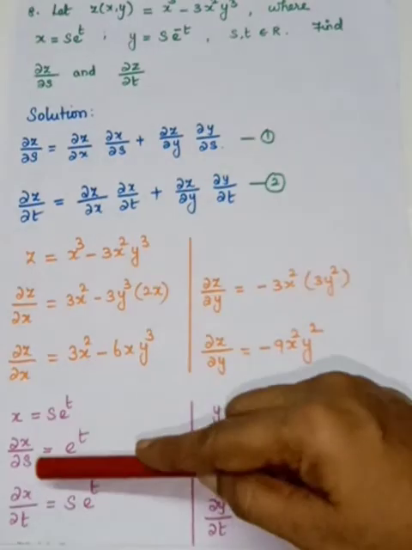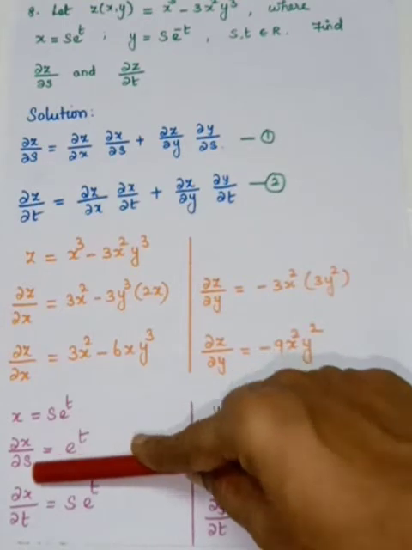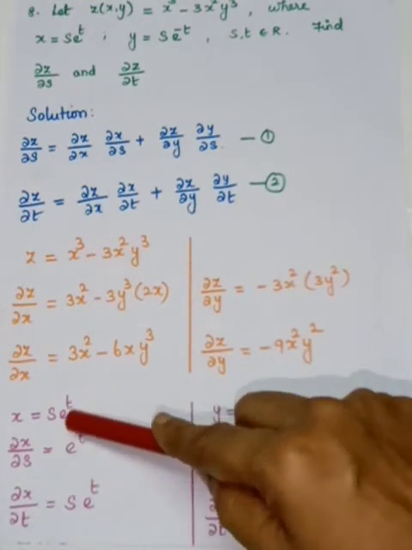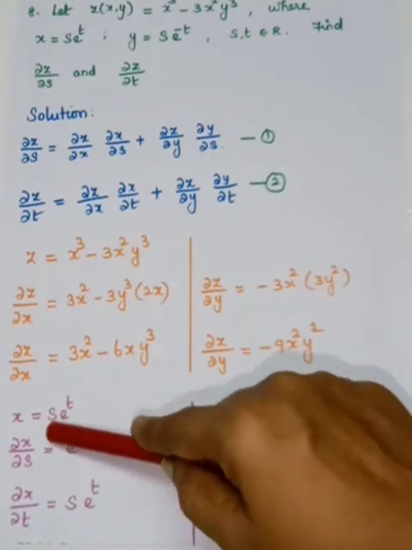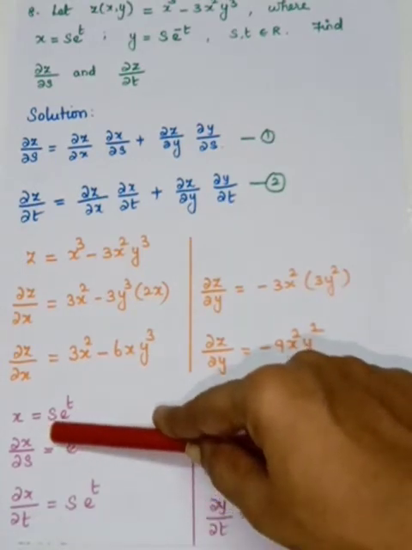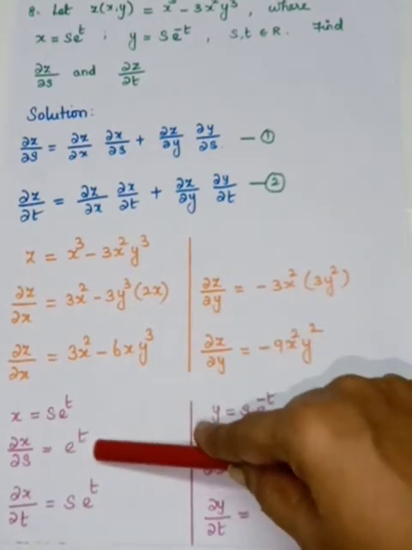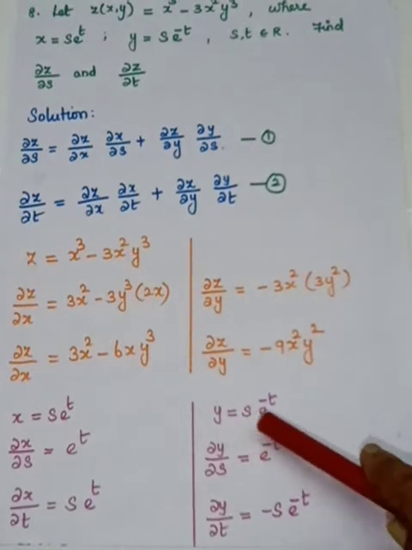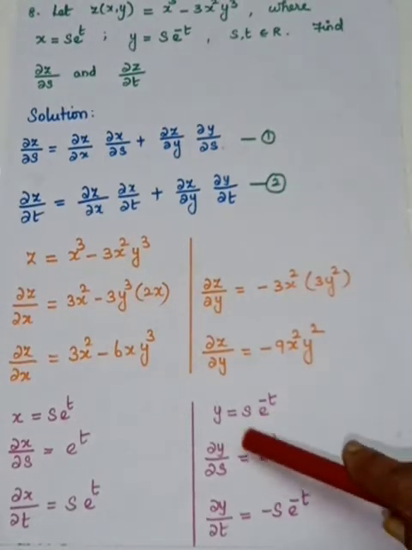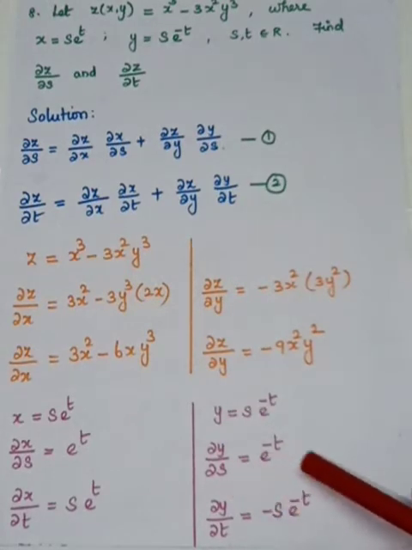Okay, go for the first one. With respect to s you have to differentiate partially. So which is the constant? T term is a constant. So e power t is a constant. So here what is remaining? S, and with respect to s the differentiation is 1. The same way take y. You have to differentiate y with respect to s. So e power minus t is a constant. So the remaining is s. S with respect to s, the differentiation is 1.